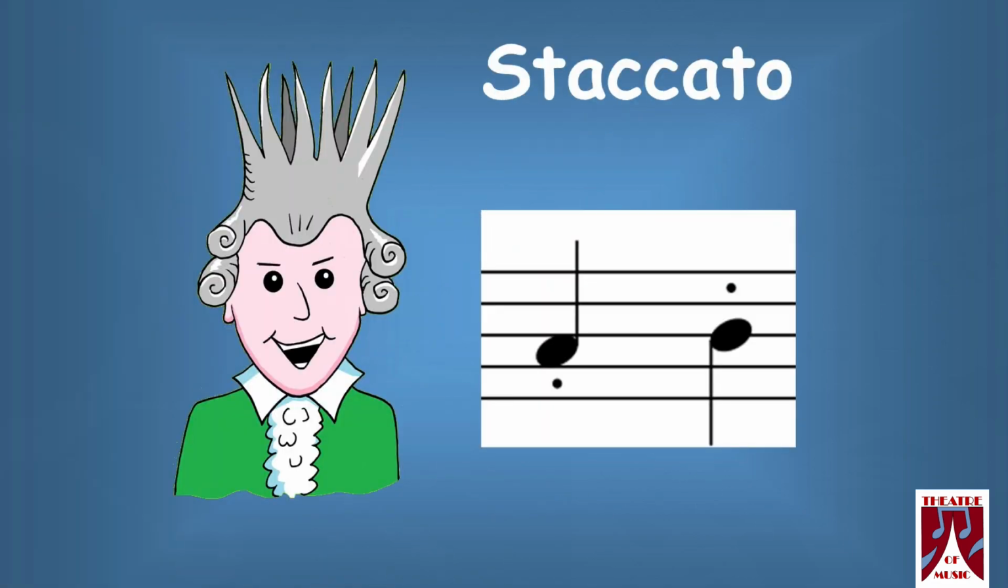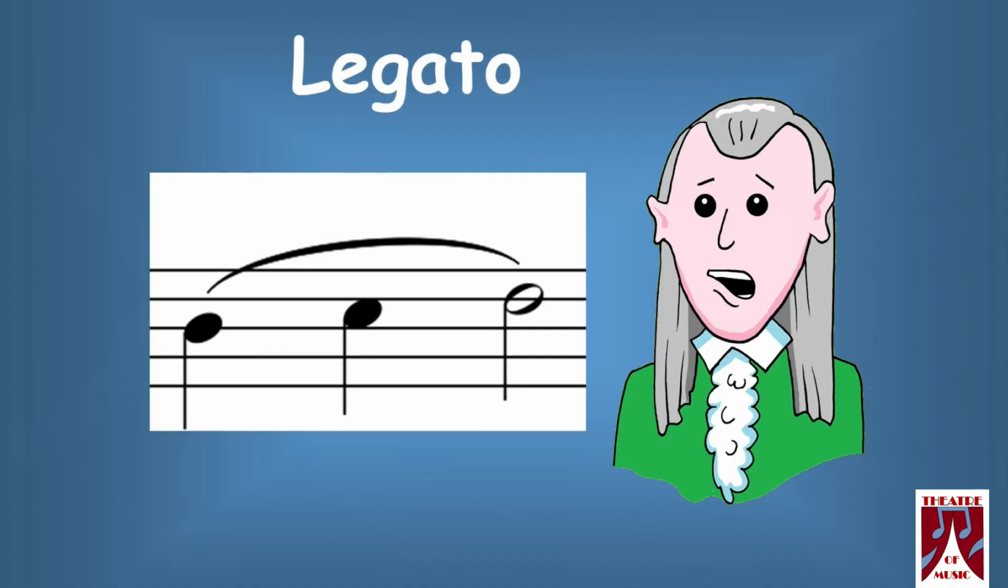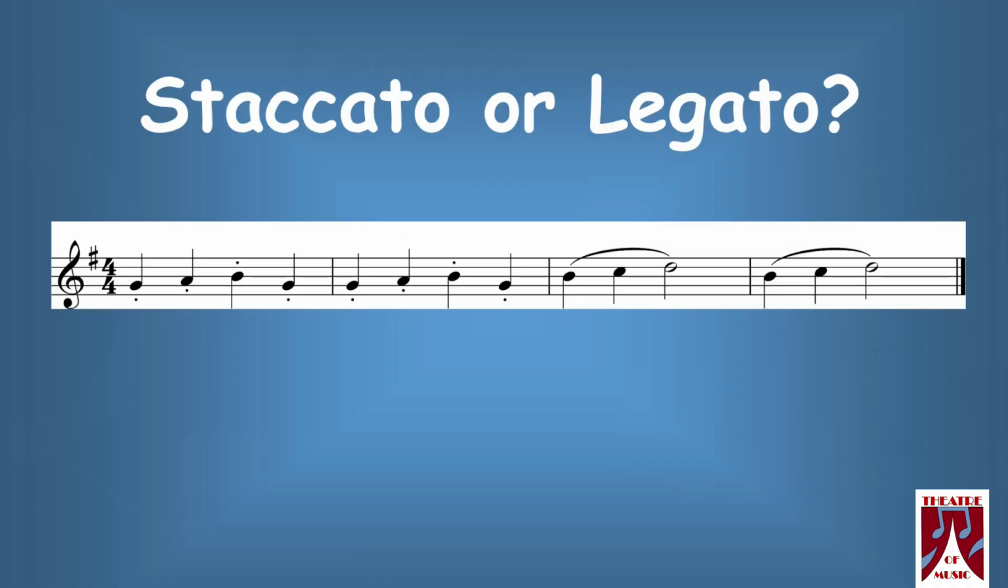For staccato, you'll see a dot either above or below the note. For legato, there's a line over or under a group of notes. So, how would you play this little section of music? That's right, the first section is played staccato and the second section is played legato. Most music actually mixes legato and staccato for different effects.